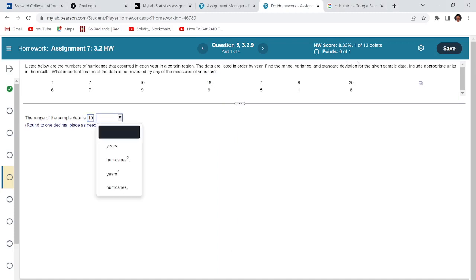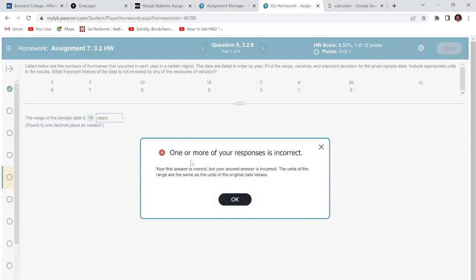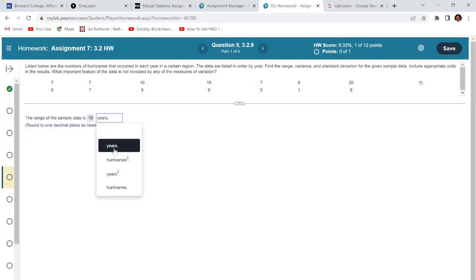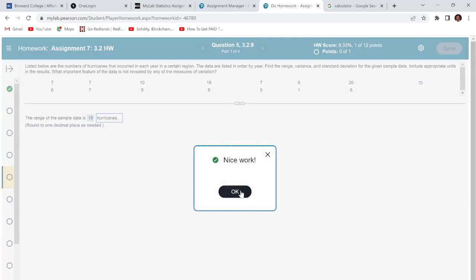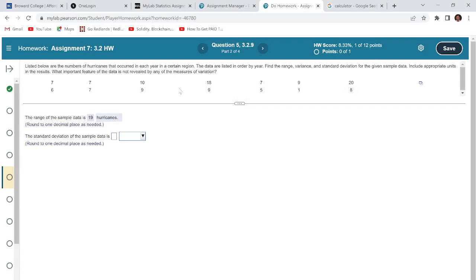What unit should it be? Let me check what I did wrong here. The number of hurricanes that occur in each year in a certain region. The data are listed in order by year. This is the number of hurricanes, it's not years. These are the number of hurricanes, so the unit should be hurricanes. Yes, the data represents the number of hurricanes, so the unit should be hurricanes.